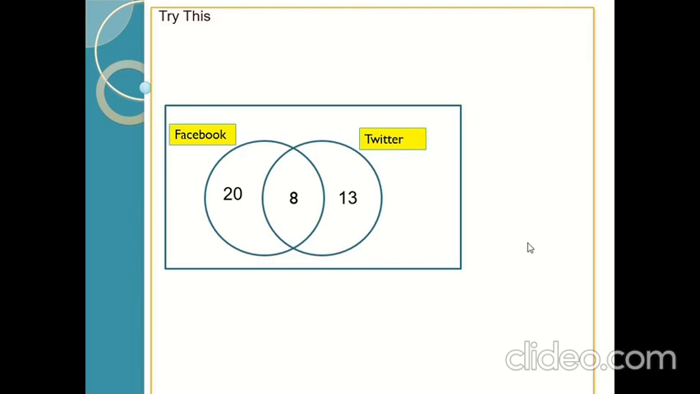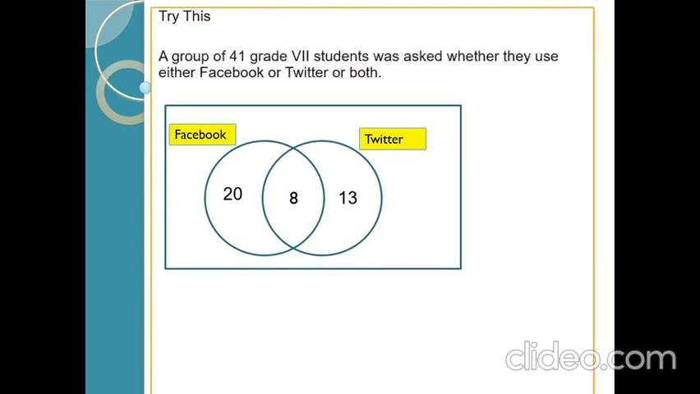Let us try this example. A group of 41 students was asked whether they use either Facebook or Twitter or both. How many use Facebook? This question has no restriction. How many use Facebook? Saan kukuhanin ng sagot? Sa region 1, region 2, Region 3, Region 4, or kailangan ba nating i-add ang Region 1 and 2, Region 1 at 3, or Region 1, 2, and 3, and 4.